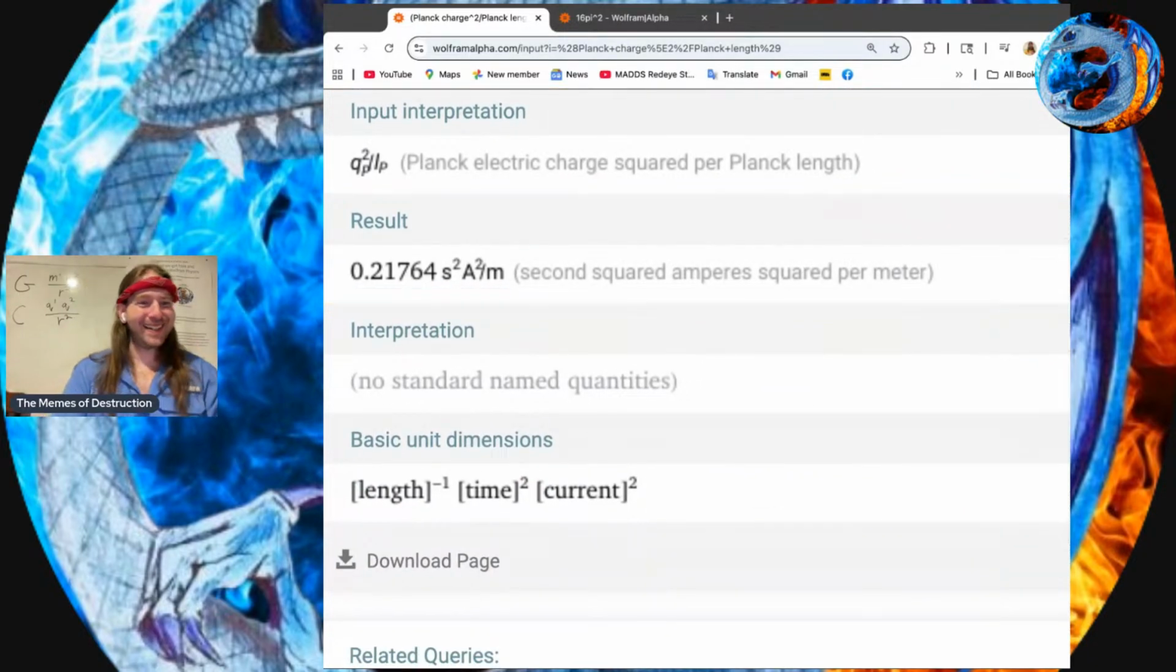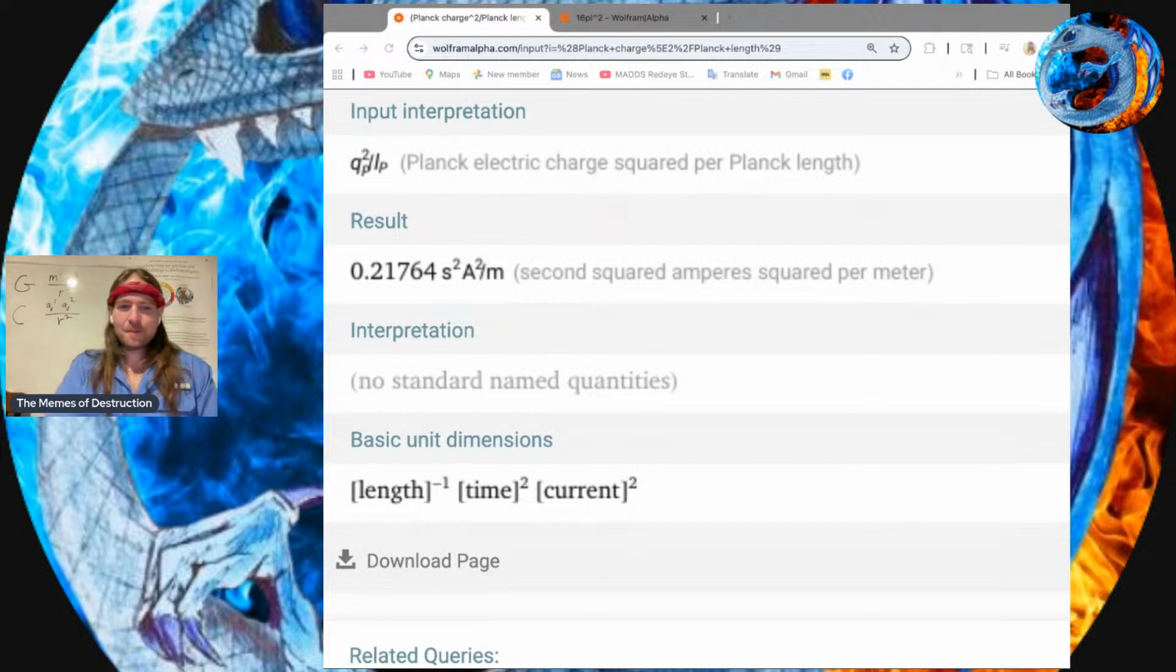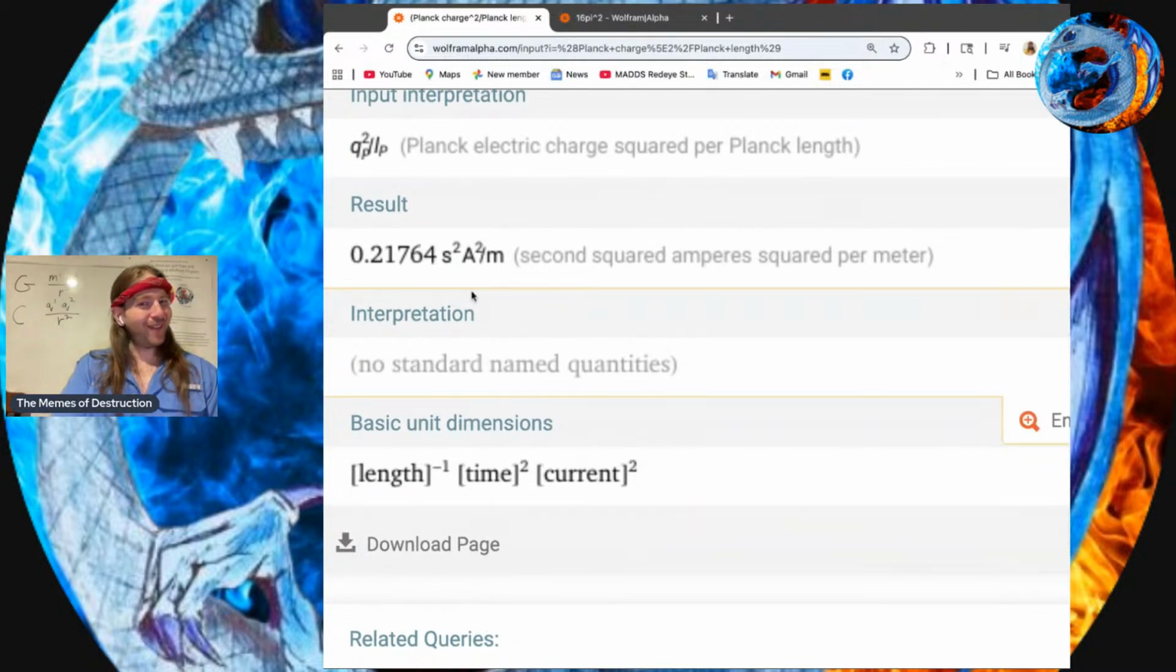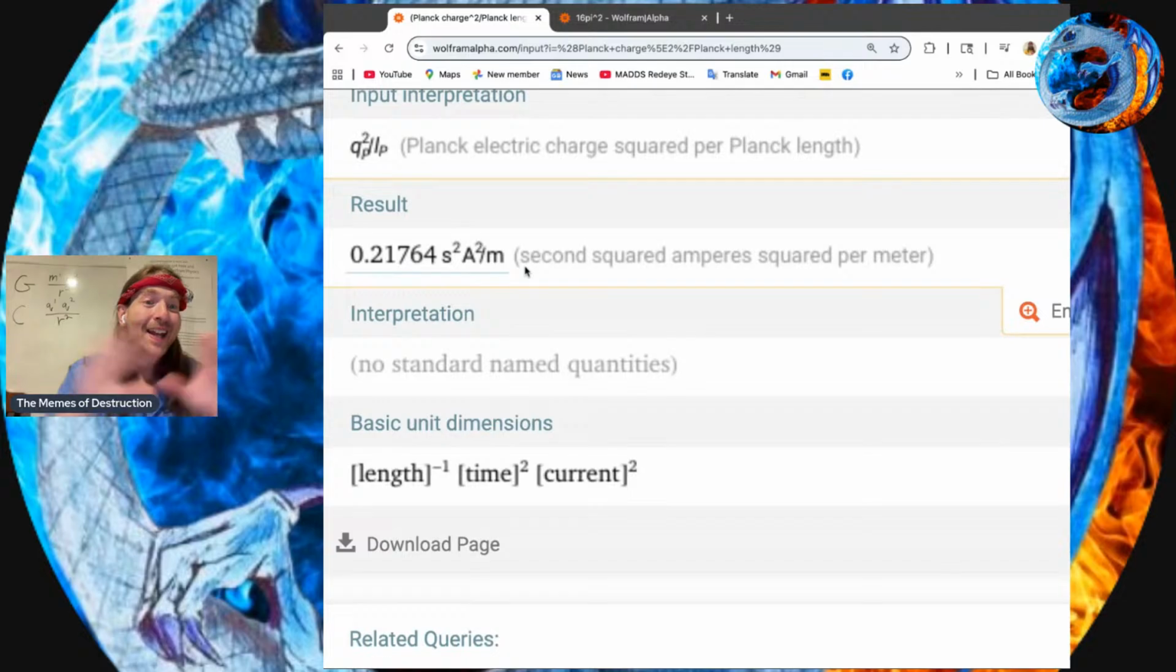Here's where things start getting really weird. You get this whole thingy right here. You're like, okay, interpretation, no standard name quantities. The string of digits should mean nothing to you. The only reason I recognize this string of digits is because, number one, I'm a crazy person. Number two, I've gone down enough rabbit holes and had to plug in physically that series of digits to get to other things. Okay, what is this whole thing showing?